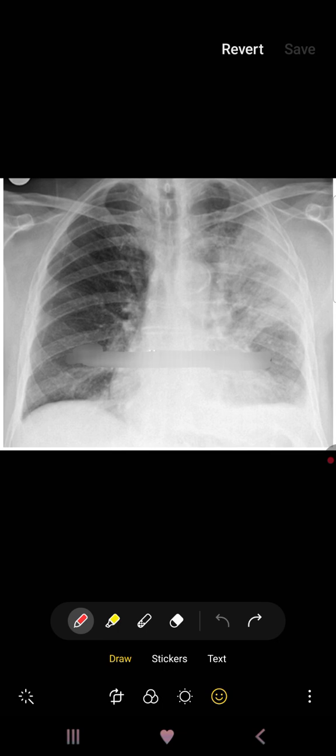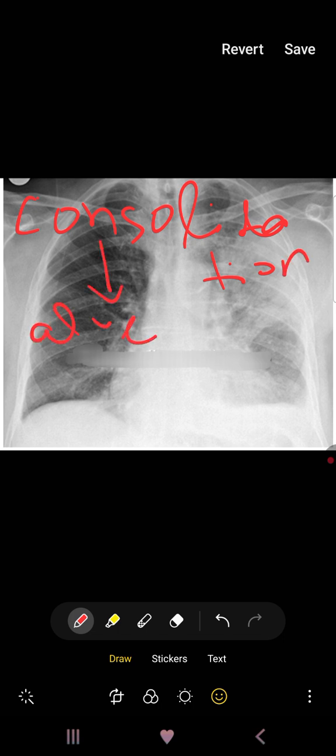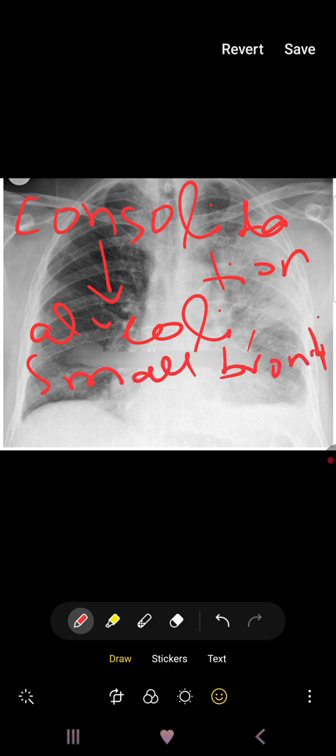Now how to identify that? How did I tell you, I just threw it in your face that this is consolidation with air bronchogram. So consolidation appears whenever your alveoli or your small bronchi become filled with fluid. Now today we are focusing on consolidation, and consolidation is whenever your alveoli or your small bronchi become filled with fluid.